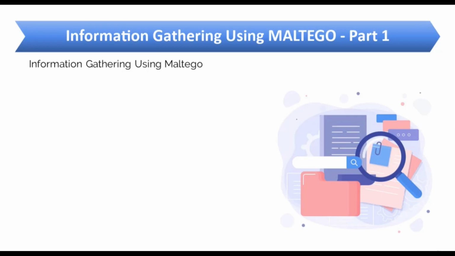Let us start the practical section in information gathering and reconnaissance. In this video, we are going to gather information using Maltego. Maltego is an open source intelligence and forensics application. It gathers information about a target and represents this information in an easily understandable format.